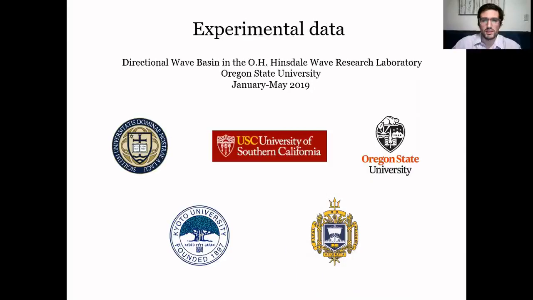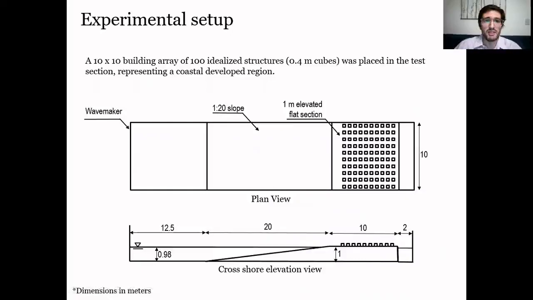We conducted experiments in the directional wave basin at Oregon State University between January and May of last year. This was a collaborative project among several universities: the University of Notre Dame, University of Southern California, Oregon State University, Kyoto University, and the US Naval Academy. The experimental setup consisted of a 10 by 10 building array of a total of 100 idealized structures. The structures were placed in the test section representing a coastal developed region. On the left, you have the wave maker. The waves traveled from the left to the right over a 1:20 slope until they reach a 1 meter elevated flat section.